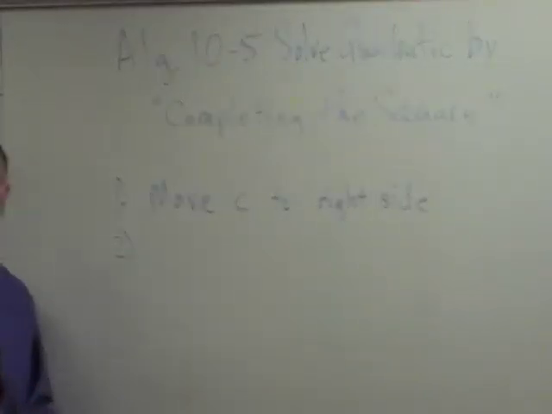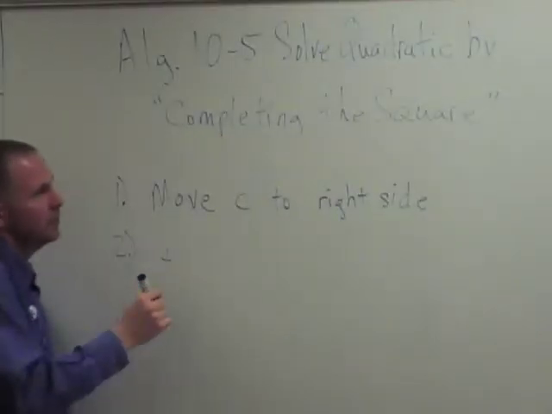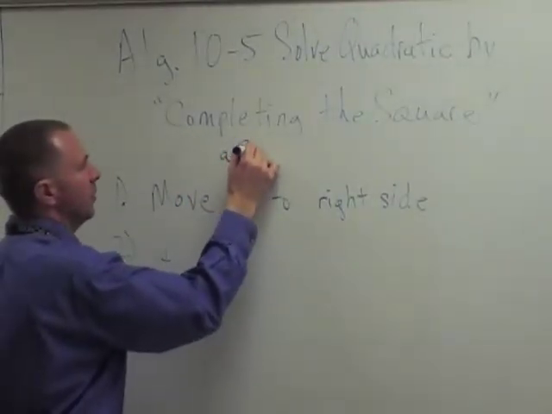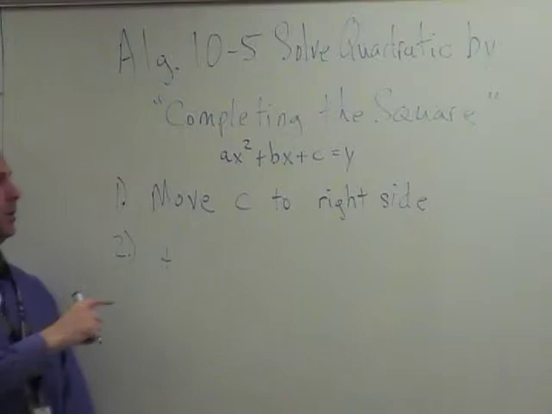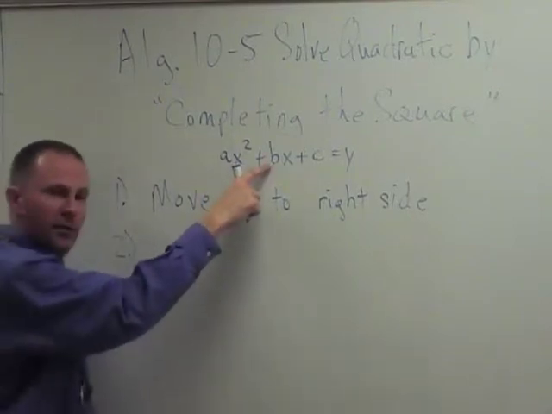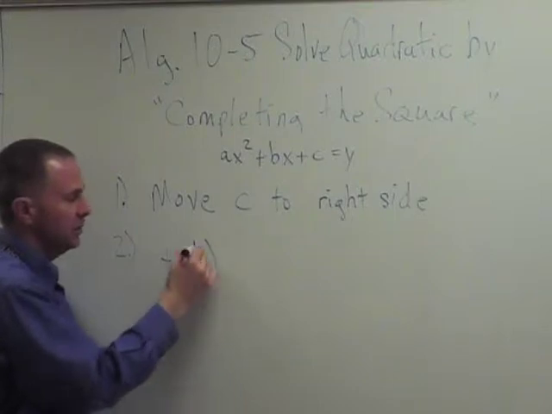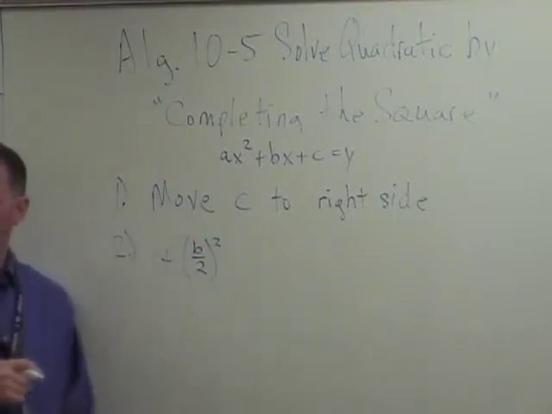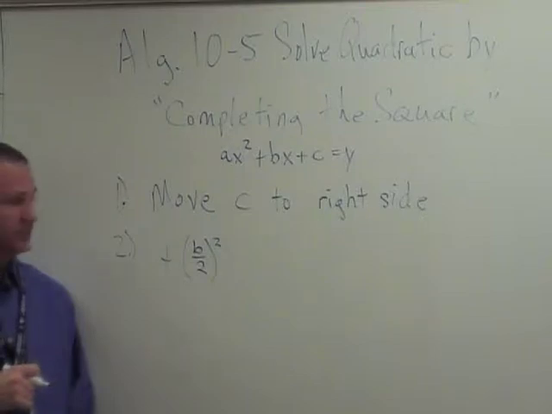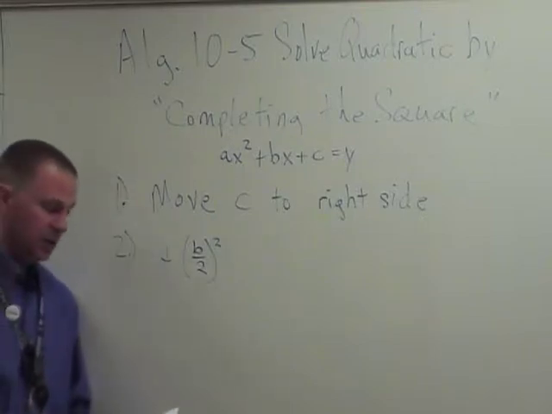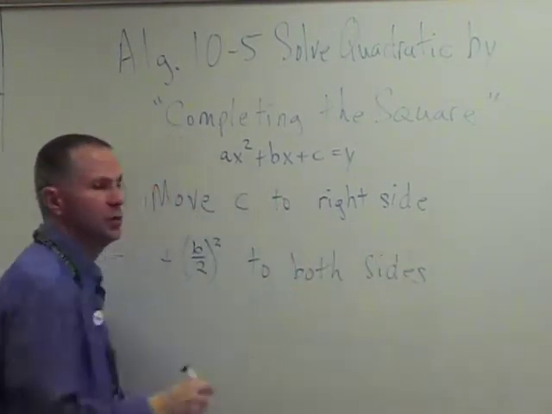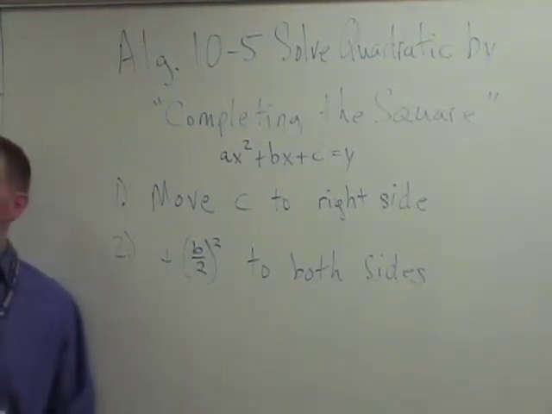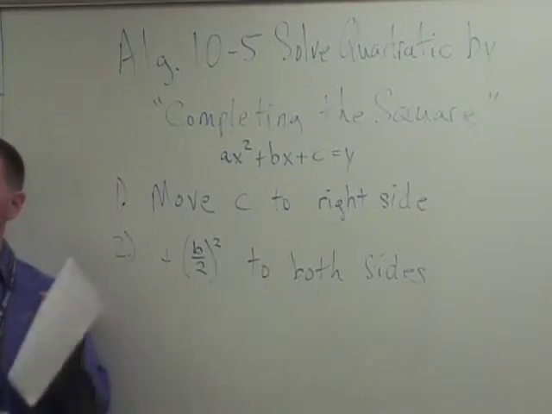Step 2, here's what the completing the square part is. You don't have to write this. This is the form, remember, ax squared plus bx plus c equals y. You're going to add half of b, so b divided by 2, and you're going to square it to make it a perfect square. You're going to add that to both sides. And as we do these problems, you'll see that it'll factor into one of those special case formulas.